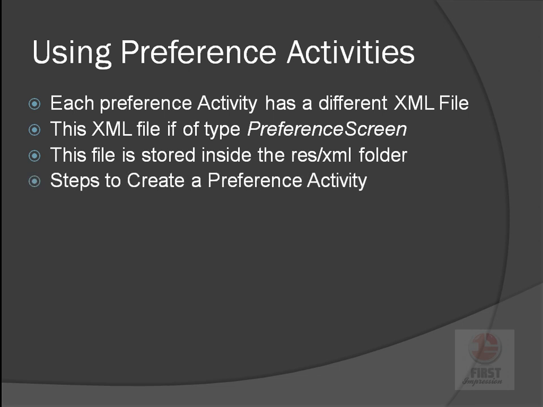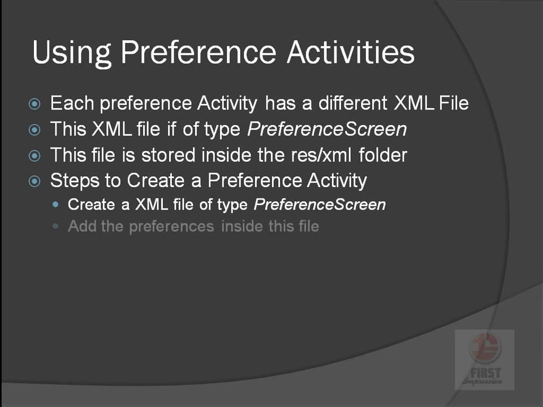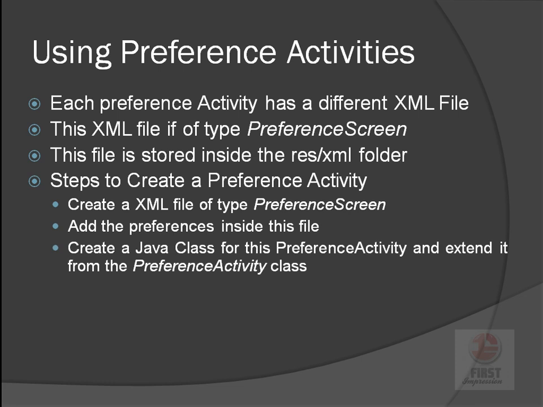To create a preference activity, we should follow the given steps. Step 1 is to create an XML file of type PreferenceScreen. Second, we have to add preferences inside this file. Third, we have to create a Java class for this preference activity and extend it from the PreferenceActivity class. Normal activity classes are extended from the Activity class. This type of class will be extended with the help of the PreferenceActivity class.